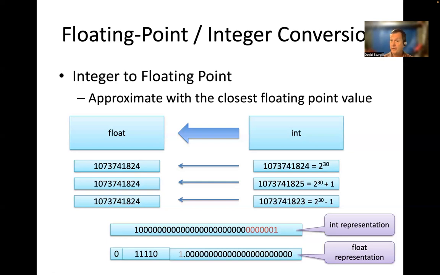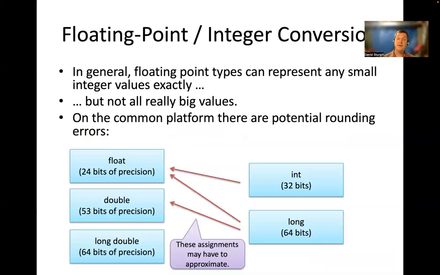Double could store this. Double has 53 bits in its mantissa. So if you take an int and convert it to a float, there may be some rounding, but you could always convert an int to a double, but not a long. A long has 64 bits of magnitude, which means some long values might have to get approximated when they convert to a double or a float.